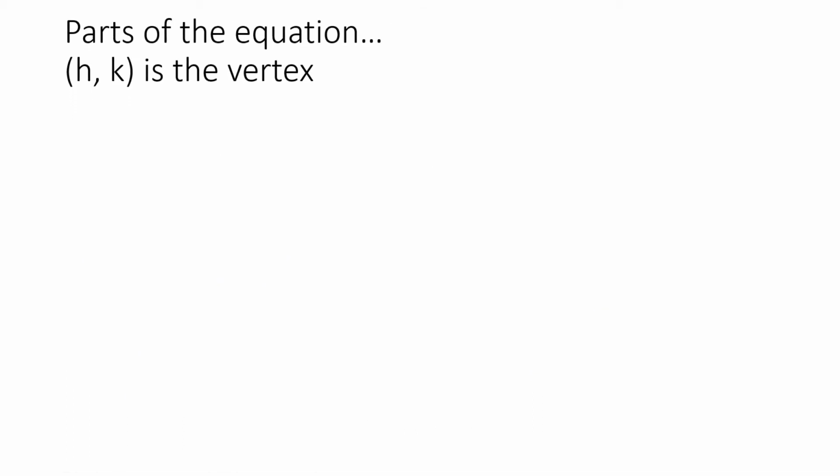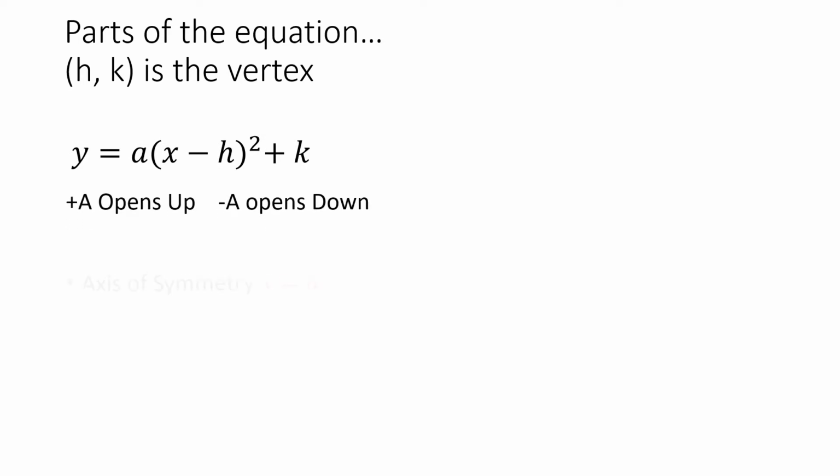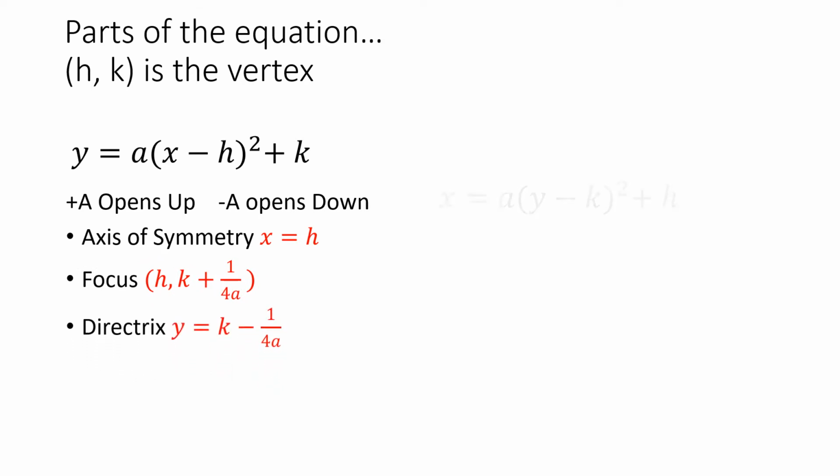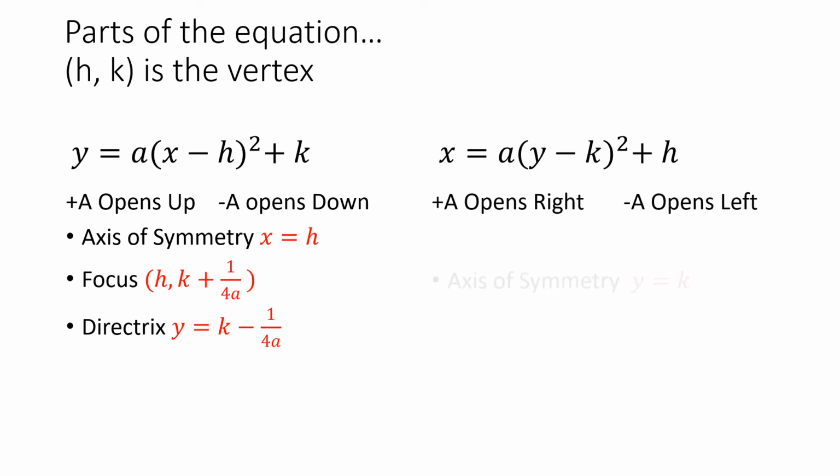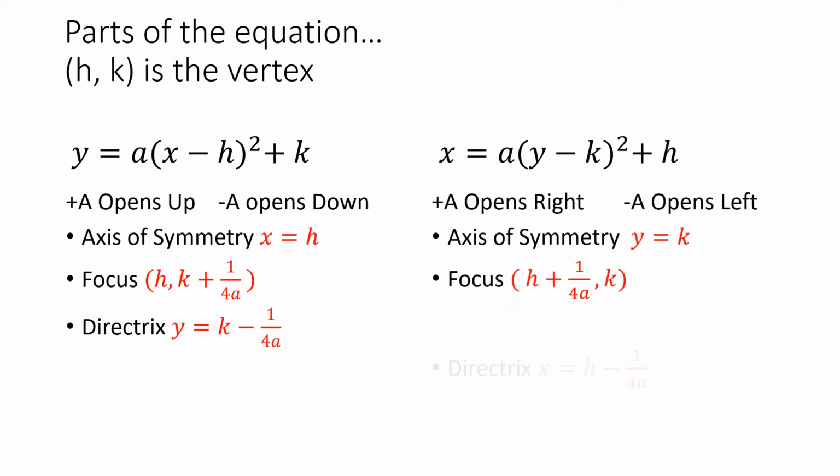All right, parts of the equation. In the equations, (h, k) is the vertex, and again, it'll be set up two different ways. It'll either be y equals a(x minus h) squared plus k, or it'll be x equals. If it is y equals, that's like our standard parabola, so that'll be the one that opens up or down. If a is positive, it opens up. If a is negative, it opens down. So that's just like the normal.